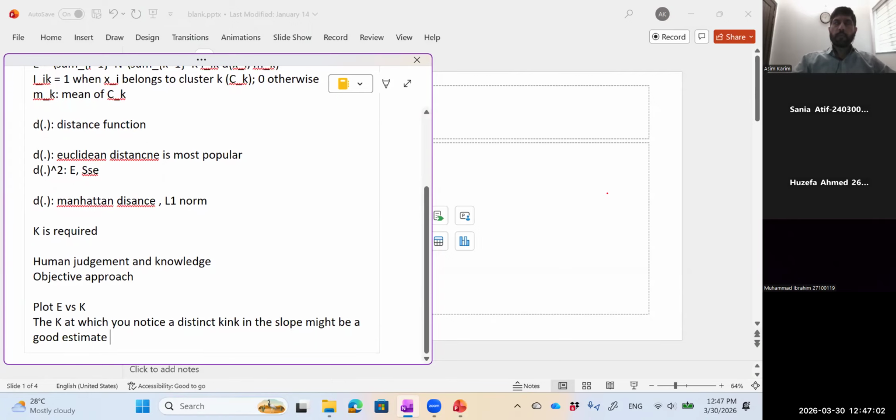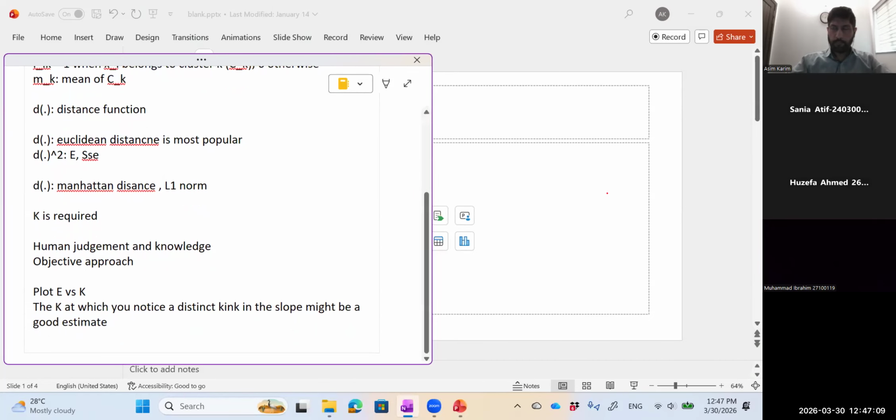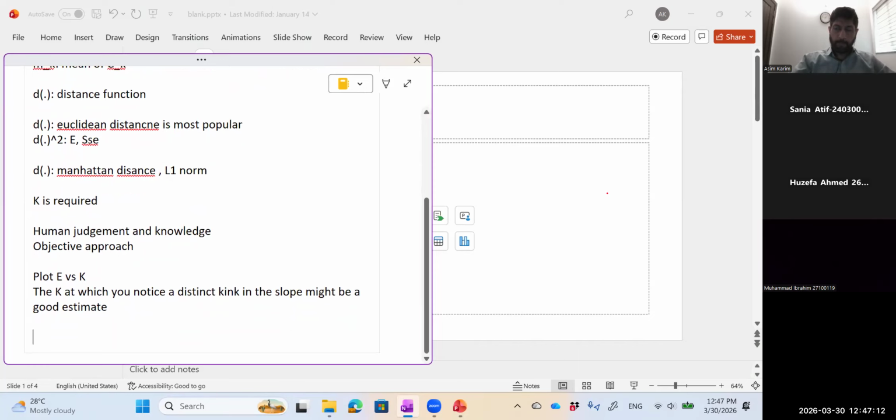ठीक है? So the point K at which you notice a kink in this curve might be a good estimate for the number of clusters. Okay. So that was a refresher of K-means. उसमें other properties भी हैं. We already discussed those last time. You tend to get spherical clusters. You tend to get clusters that are compact and of almost the same size. It's a relatively efficient algorithm. K is needed upfront, and so on.